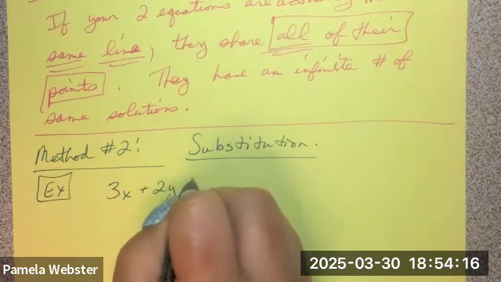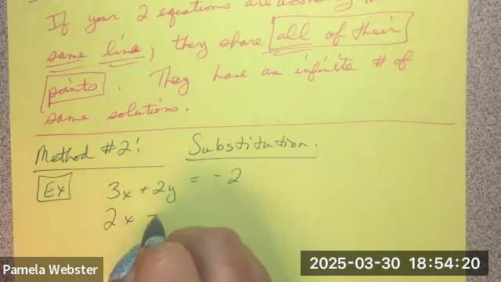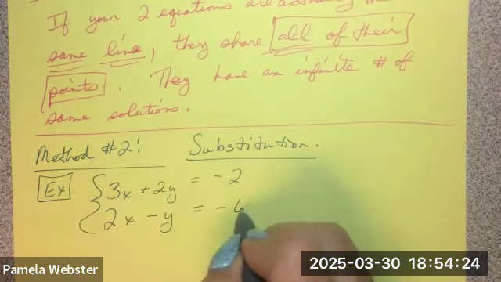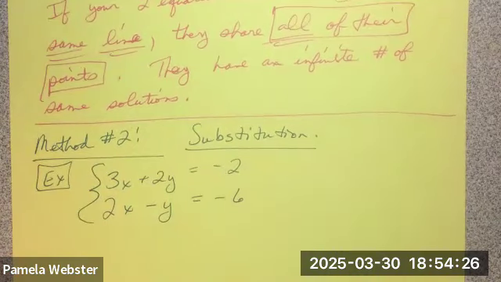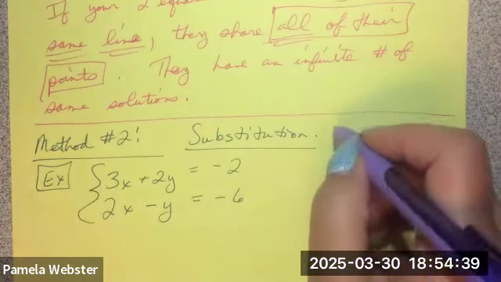3x plus 2y equals -2. And the second equation is 2x minus y equals -6. That's my system. Okay, I've got the little curly cues there to tell us that. So what the heck's happening in substitution? Well, we already know what substitution looks like, right? We substitute in a value for x. We substituted when we were doing derivative by definition.